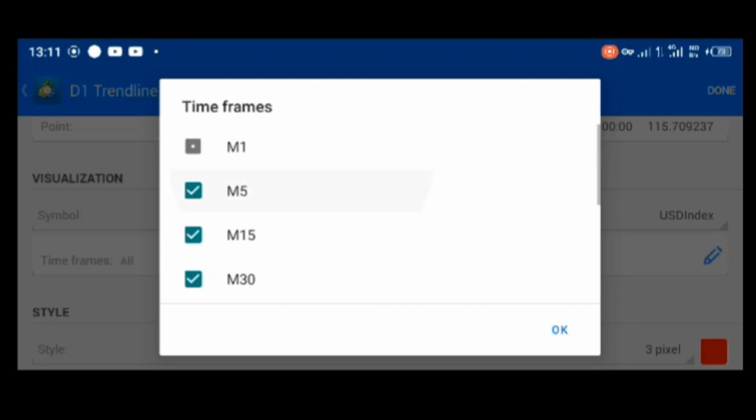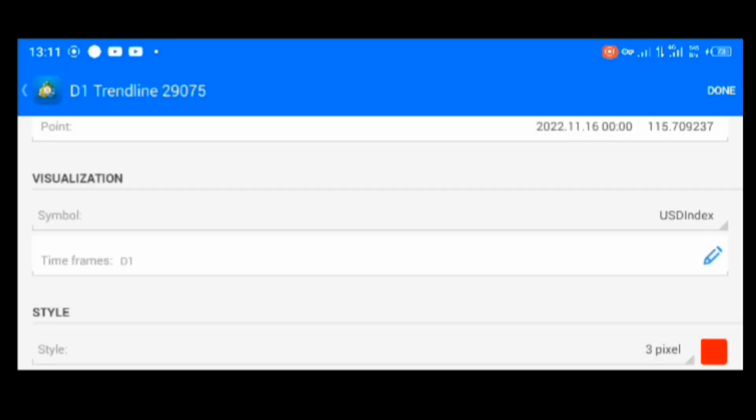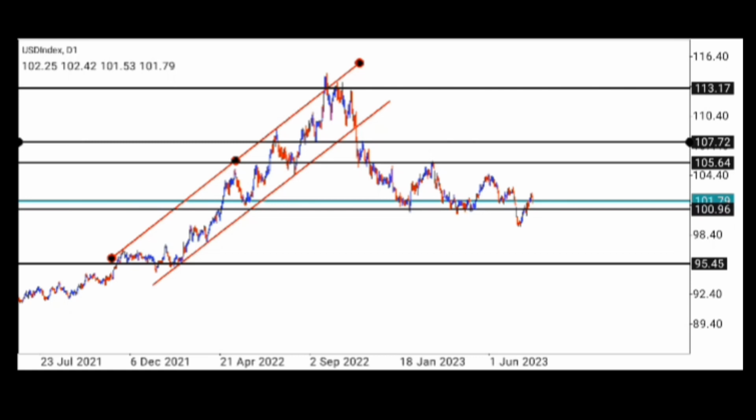And unlock them. Okay. The daily time frame, sorry.